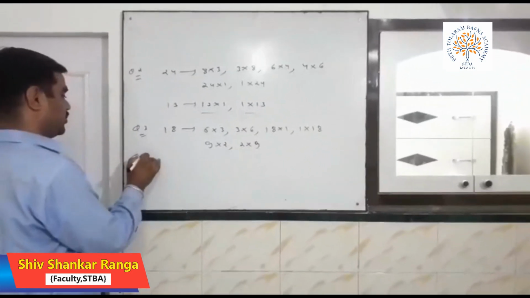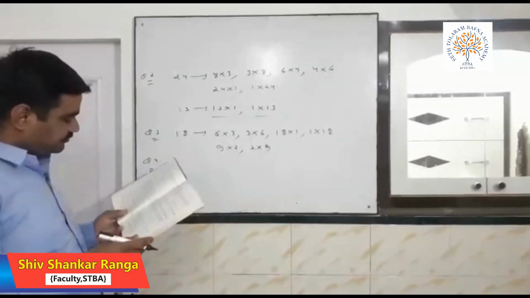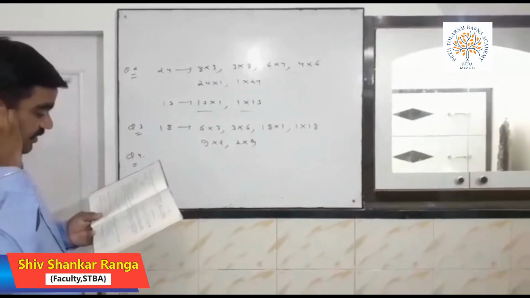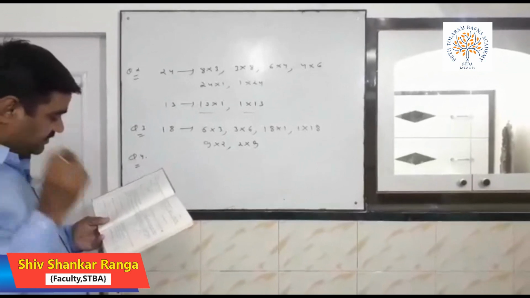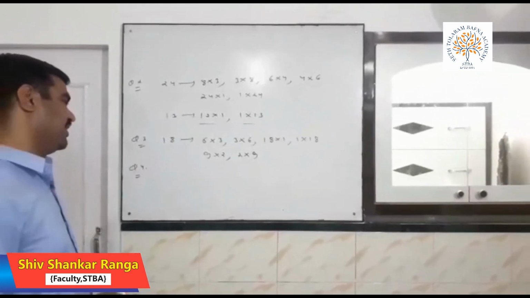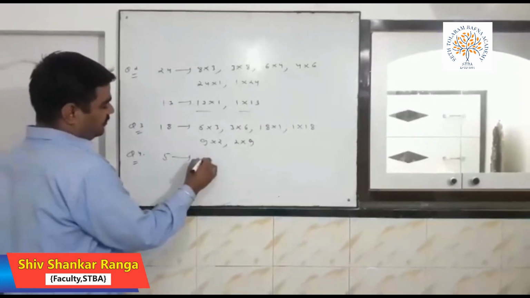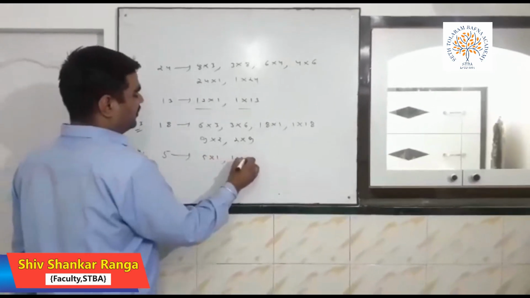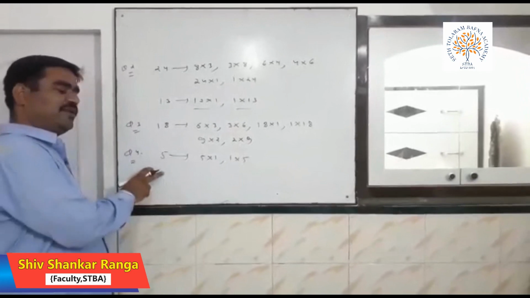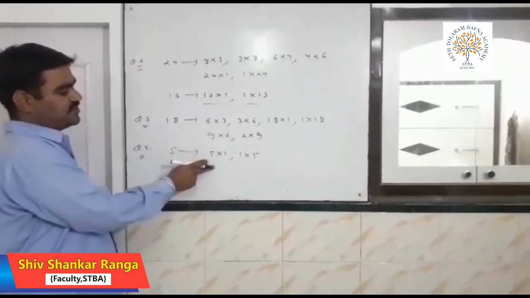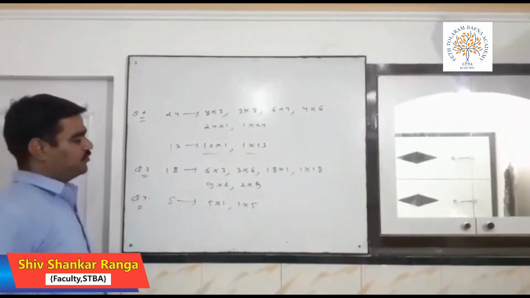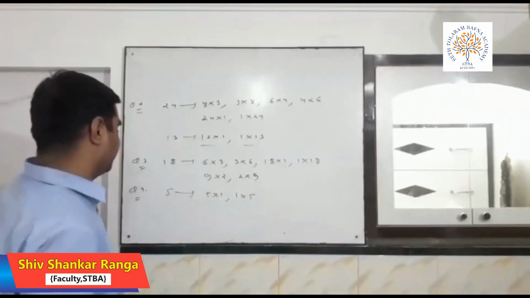Next question. Question number 4. If a matrix has 5 elements, then possible orders are 5 into 1 and 1 into 5. Next question.